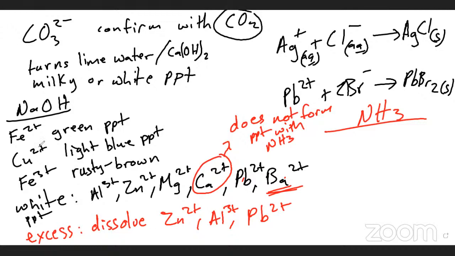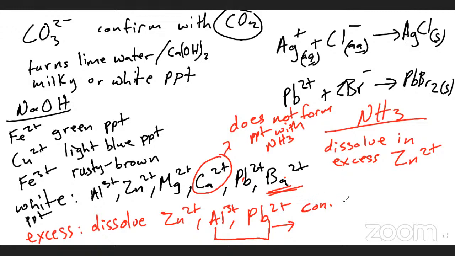Dissolve in excess. So continuing from zinc, aluminum, and lead, if it dissolves in excess, then you have zinc ion. All right. So if it dissolves in excess, it is zinc. That means if it does not dissolve, it is either lead or aluminum, and to differentiate between lead and aluminum, we do a confirmatory test for lead. All right. And so for that, we use KI. So once you see KI, we are testing for lead.